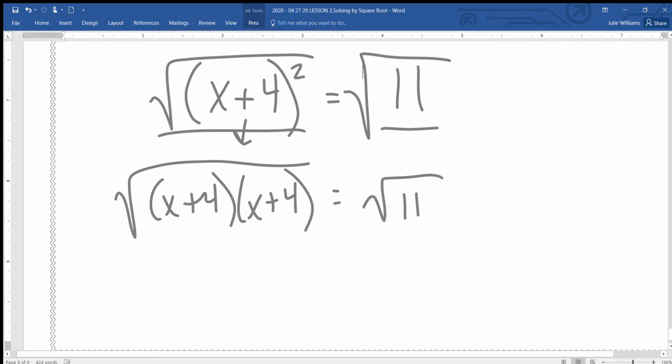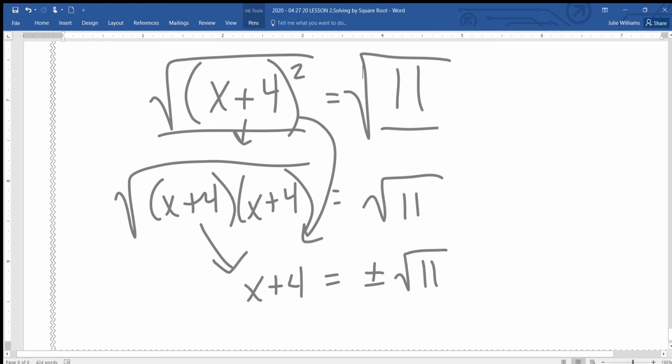Okay, and if you think about it, well, easy enough. So any number times itself is going to be what the square root is. So the square root of (x + 4) squared is going to be simply x + 4. The square root of 11 is simply plus or minus the square root of 11. Now I cannot simplify that radical.